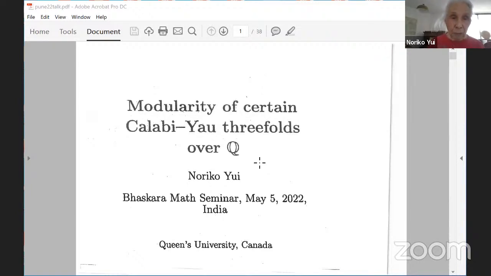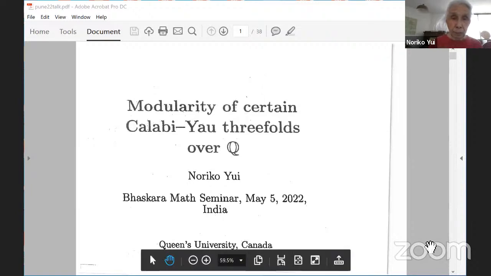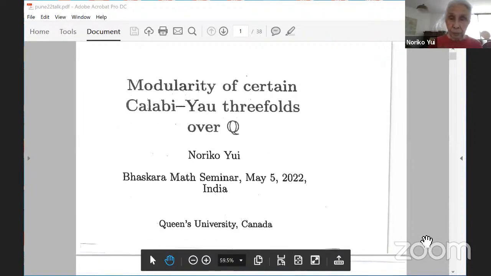Elliptic curves are dimension 1 Calabi-Yaus, and K3 surfaces are dimension 2 Calabi-Yaus, and some modularity questions are quite active from the work of Yau and others who followed. So I'm going up the dimensions. So dimension 3, a generalization of elliptic curves. Those are the Calabi-Yau threefolds.